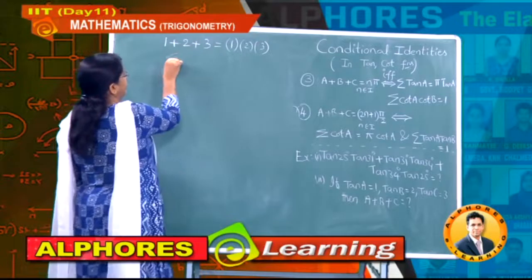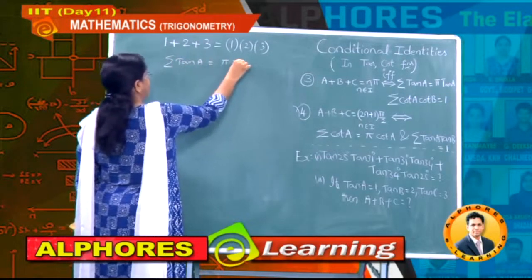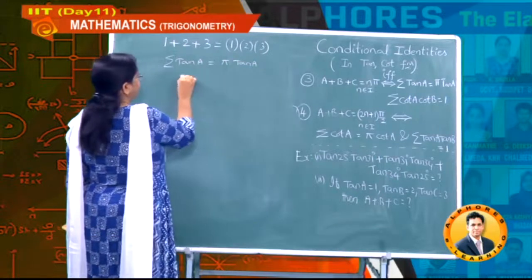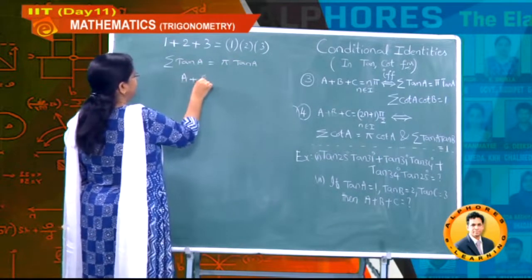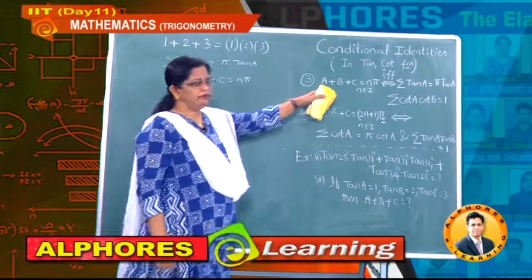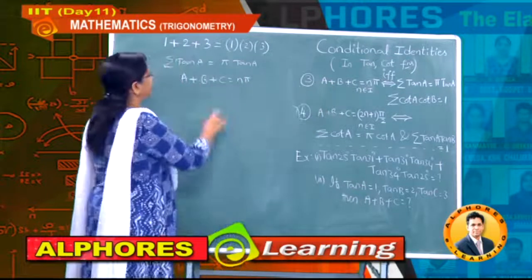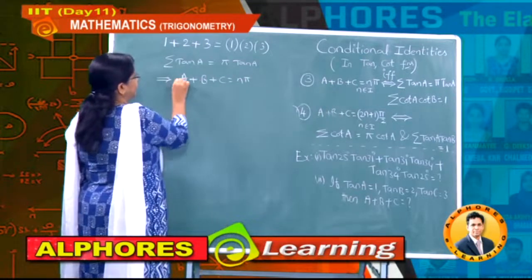Hence sigma tan A is the same as how much here? Pi tan A. And this value holds good when A plus B plus C equals n pi. Already I said it is an if and only if relation, that is, implies and implied by. Therefore you got this kind of answer.